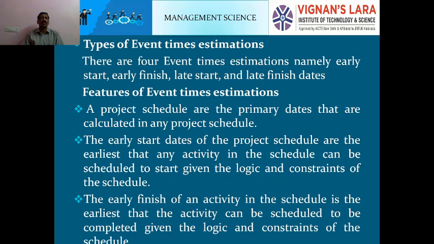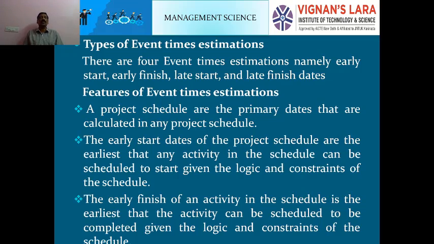Let us go to the main concept of this question, types of event time estimations. There are 4 event time estimations identified, namely early start time, early finish time, latest start time, and latest finish time. These are the 4 event time estimations in any project.